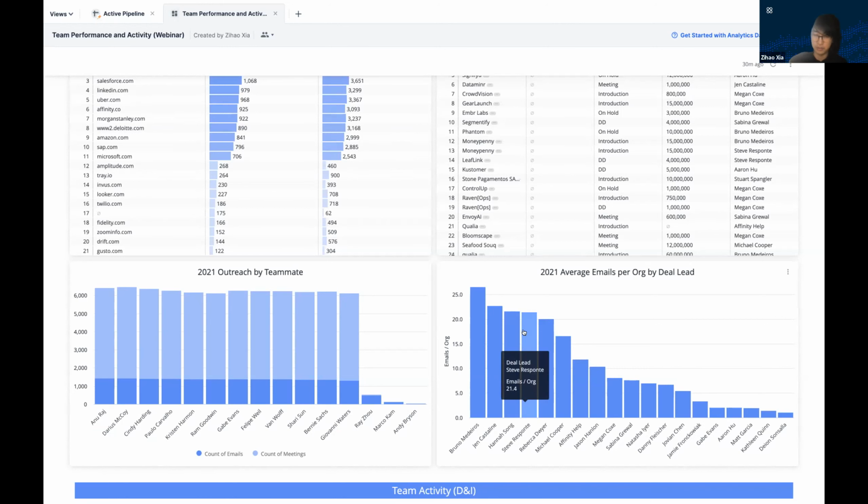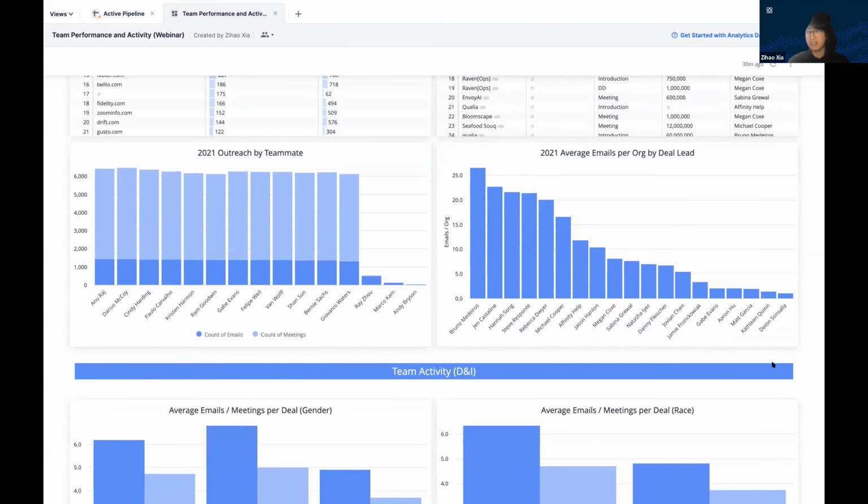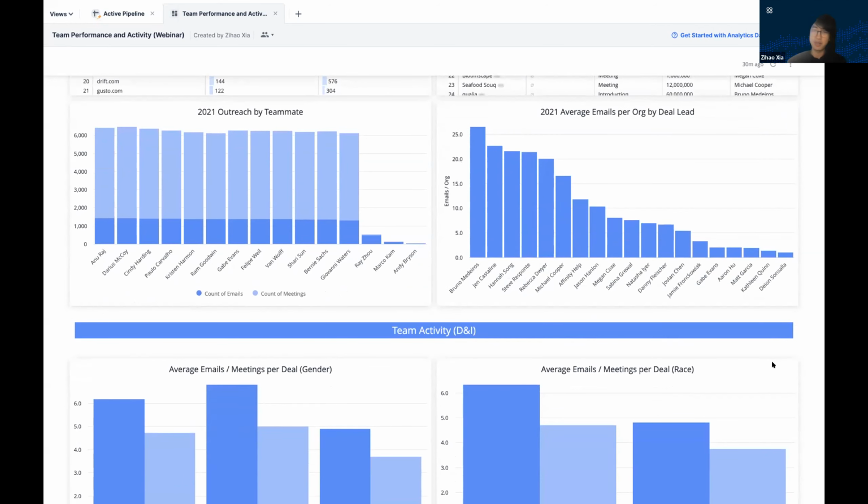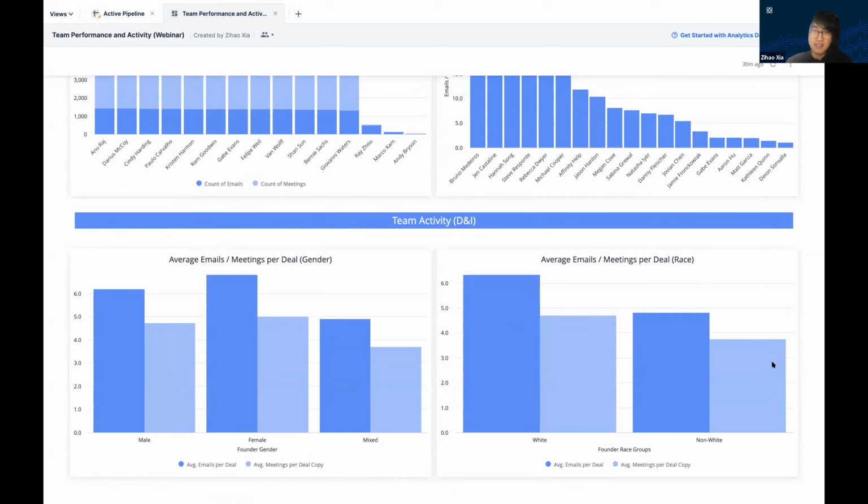Those are some of the connections you can start to make when you have this new dimension of data available. Lastly, one other thing just to tie it all up is going back to that DNI data. As long as you're tracking that within the CRM, you can start to do other types of analysis through that team activity lens as well. For both of these two charts here, what I'm looking at is the average number of emails and meetings that we're giving for each deal based on the gender or the race of the founders of the company.